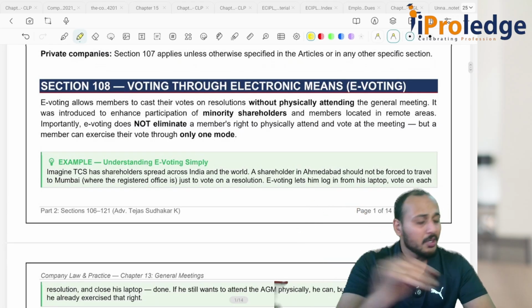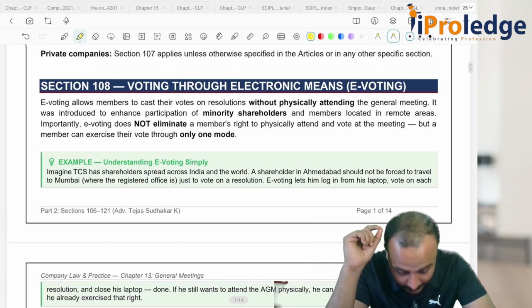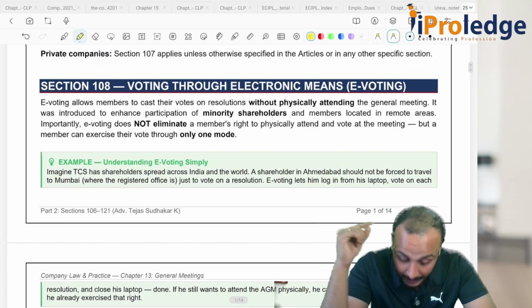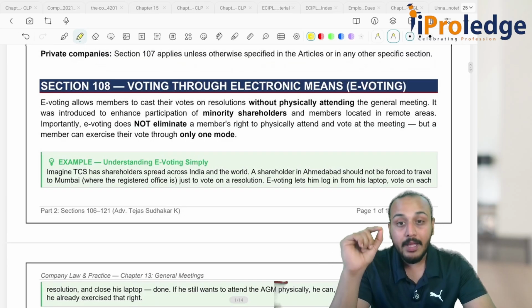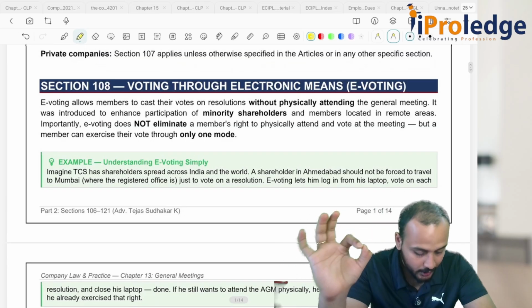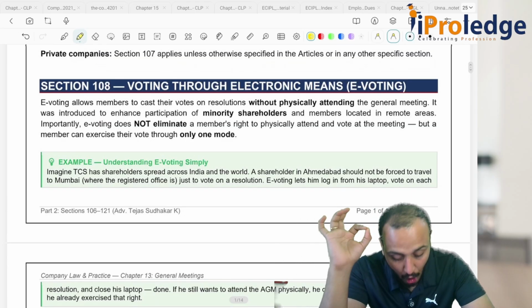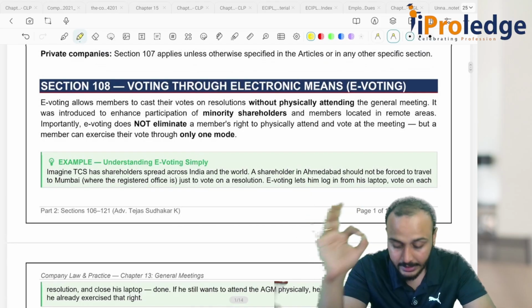Do not try to memorize it. Okay? Because of this, even minority shareholders will now be able to cast their votes from remote areas. Importantly, e-voting does not eliminate a member's right to physically attend.